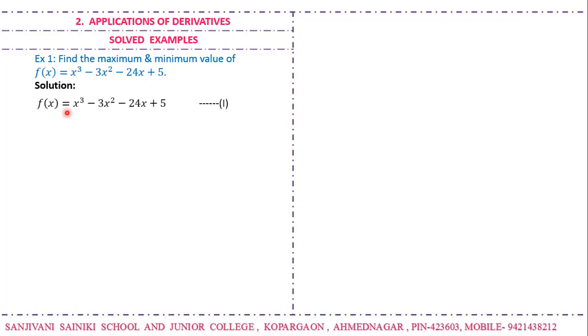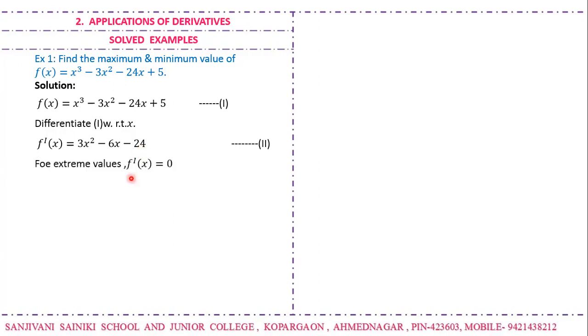Consider the given function and differentiate it with respect to x. Its derivative is 3x^2 - 6x - 24. This is the derivative of the given function. To have the maximum and minimum value, the first derivative must become 0. So at extreme values of the function, the first derivative is 0. So f'(x) = 0 implies 3x^2 - 6x - 24 = 0.